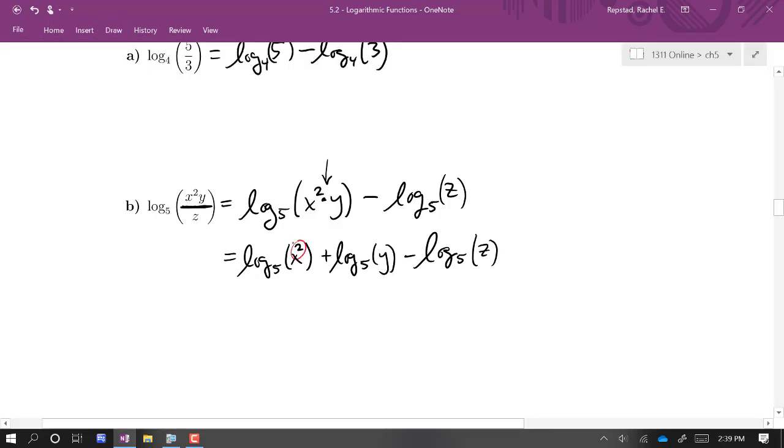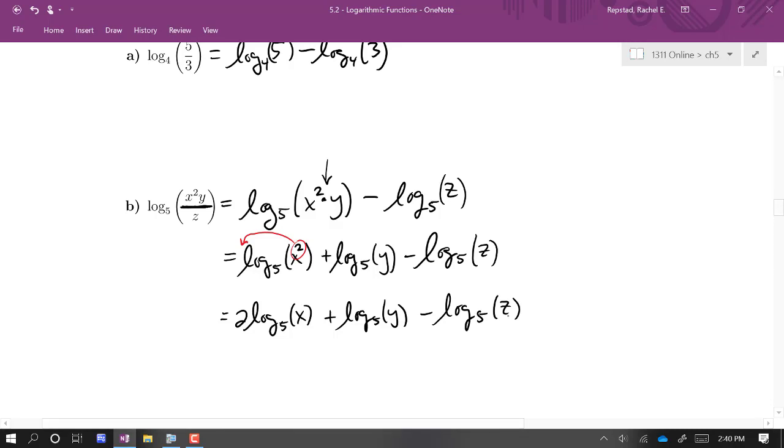And now we can use that third property that says, look, if I'm raising the argument to a power inside the log, I can bring that power down as a factor in front. So this is 2 log base 5 of x plus log base 5 of y minus log base 5 of z. There's a couple things I want us to observe right here.